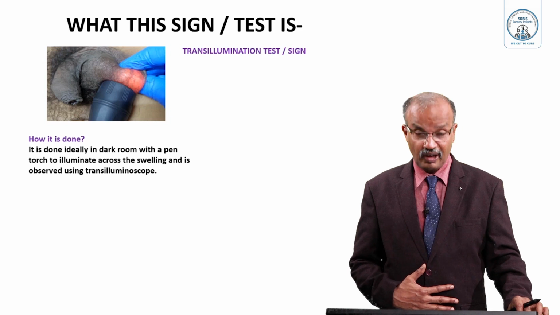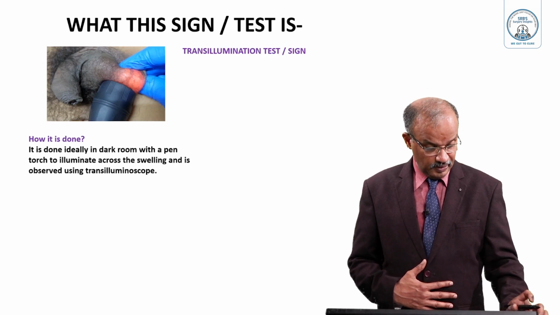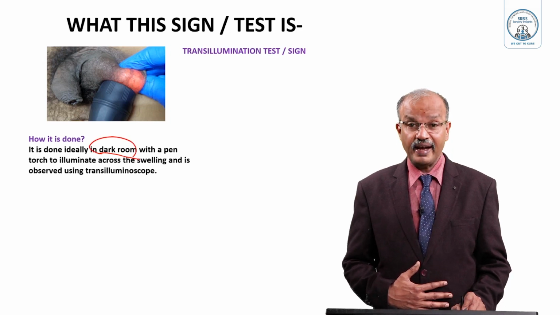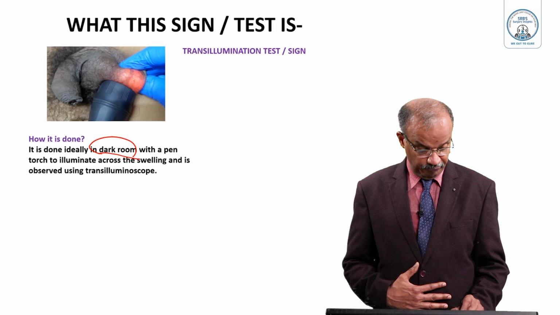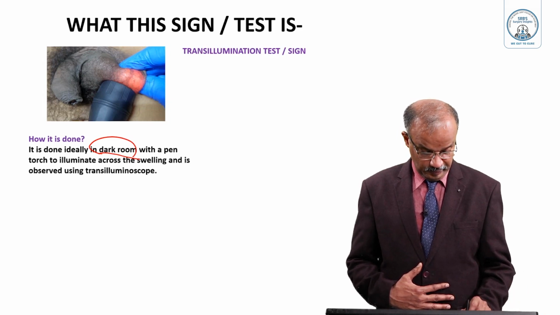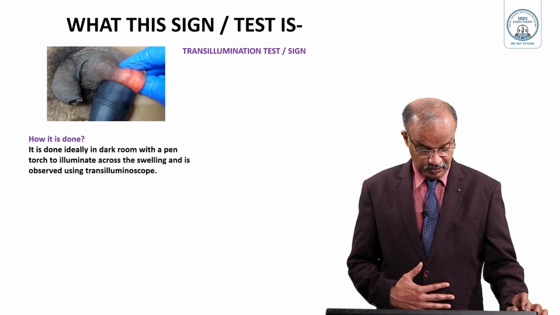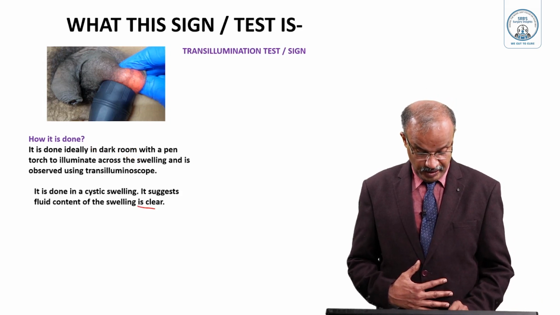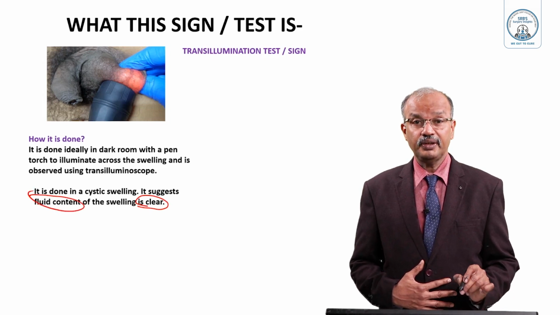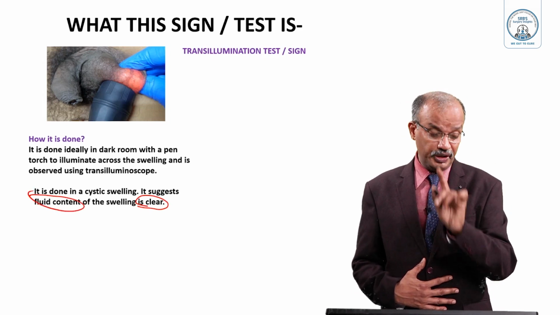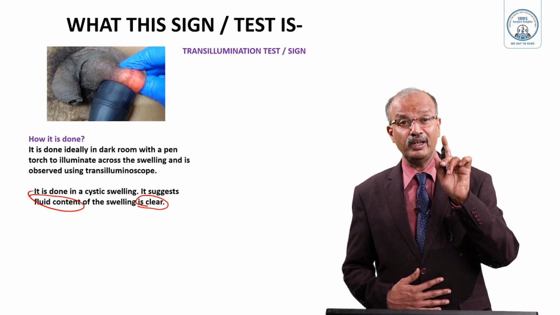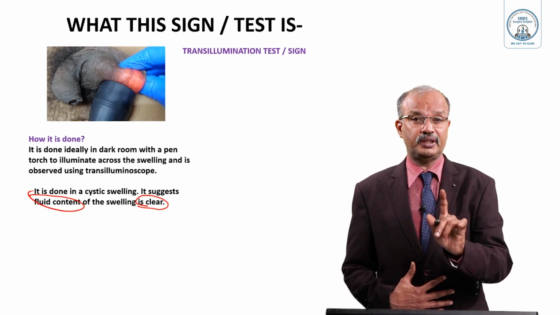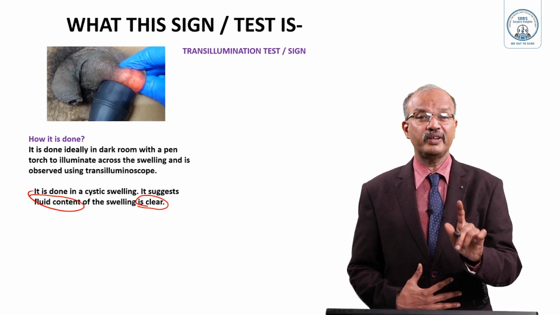It is done ideally in a dark room. That's important. Ideally in the dark room with a pen torch to illuminate across the swelling, and it is observed using a transilluminoscope. It is done in a cystic swelling. It suggests the fluid content of the swelling is clear. Fluid content is confirmed by the fluctuation test in two directions, as already told. So once you do fluctuation, if the swelling is fluctuant, the next test to be done is always the transillumination test using a pen torch. That point you must always remember as a clinician.